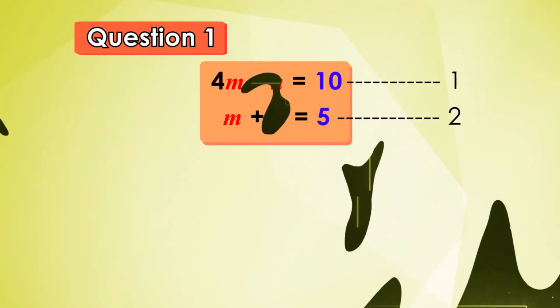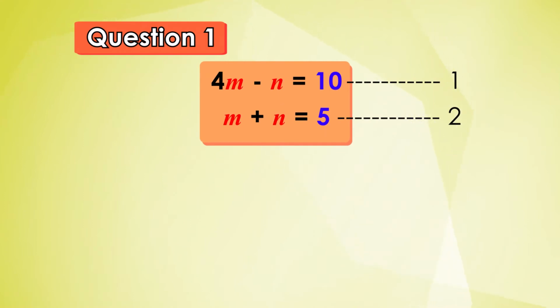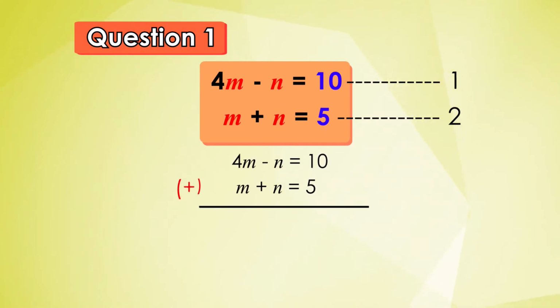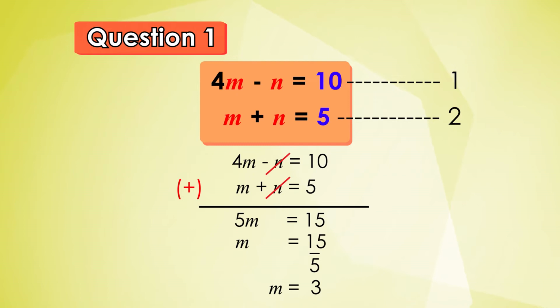I will choose to use the elimination method for this question. As we can see in the example, n has the same coefficient. So I will choose to eliminate n. Now we have 5m equals 15. To find the value of m, we shall divide 15 by 5. Thus, the value for m is equal to 3.